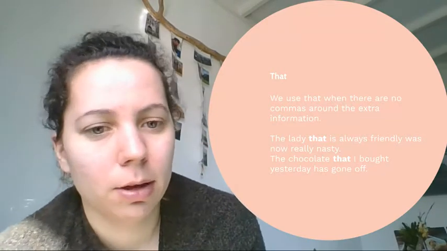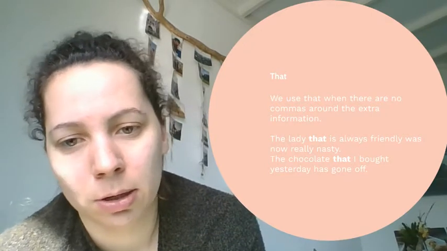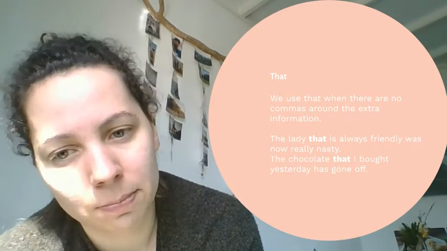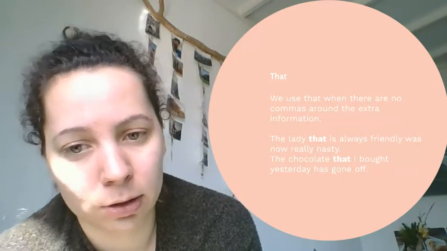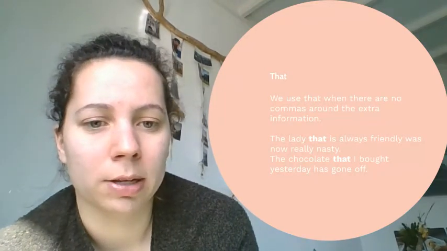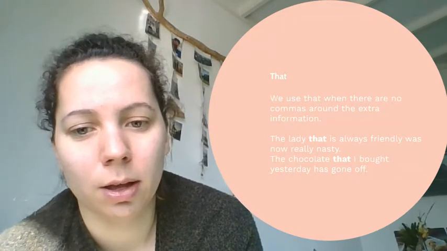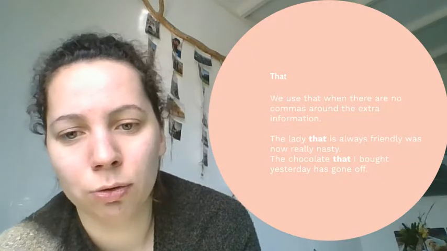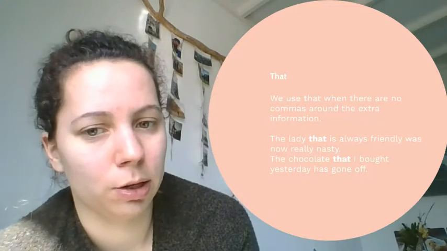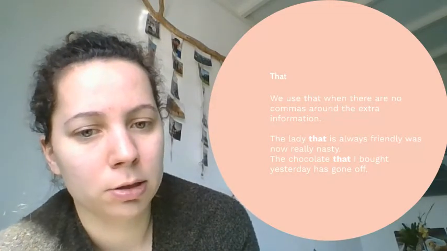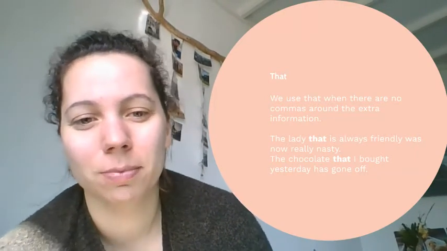Let's look at some examples. The lady that's always friendly was now really nasty. As you can see, there is some extra information about the lady: is always friendly. We could have said the lady who is always friendly was now really nasty. That would have been perfectly fine. But because there are no commas around that bit, we can also say that. The same applies to the other one. The chocolate that I bought yesterday has gone off. The extra information about chocolate, I bought yesterday, could have been introduced with the relative pronoun which, but because there are no commas around it, we can also use that. Basically, we have two options then.